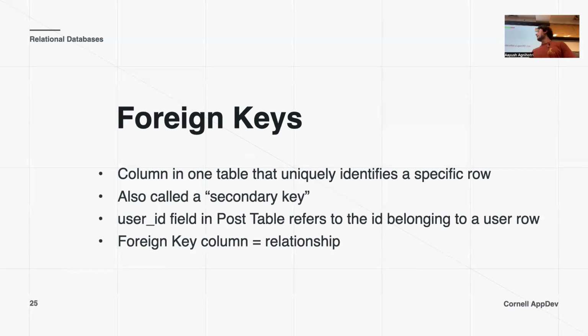And so that user ID over there is called a foreign key. The foreign key is a column in one table that uniquely identifies a specific row, and this is also called the secondary key. In the previous example, the primary key is the original ID in the post table, and the foreign key or the secondary key is going to be the user ID. This user ID was referring to the ID of the users table, identifying the unique user. This is how we were able to relate a post to a user. So a foreign key column indicates a relationship between two tables.